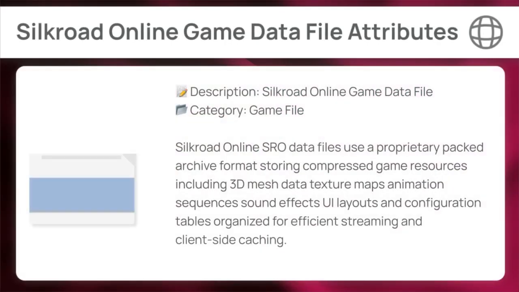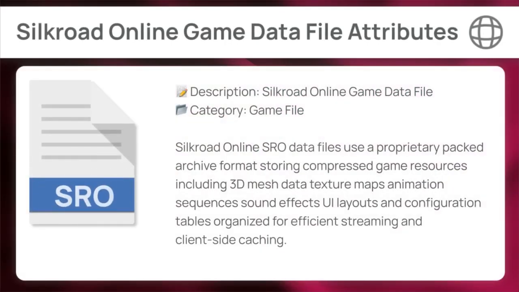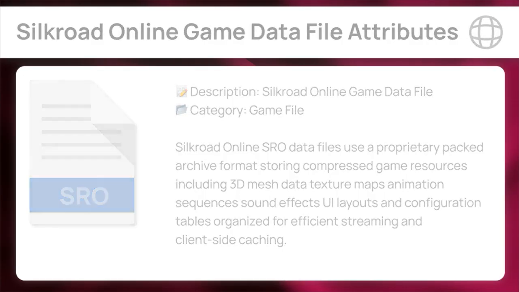Silkroad Online SRO data files use a proprietary packed archive format, storing compressed game resources, including 3D mesh data, texture maps, animation sequences, sound effects, UI layouts, and configuration tables, organized for efficient streaming and client-side caching.